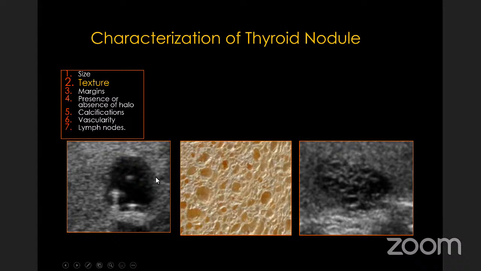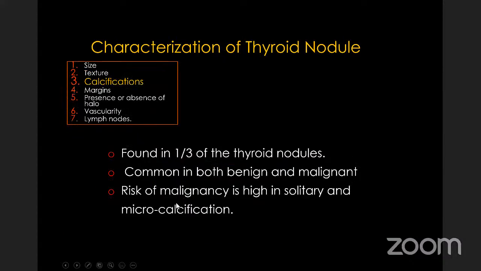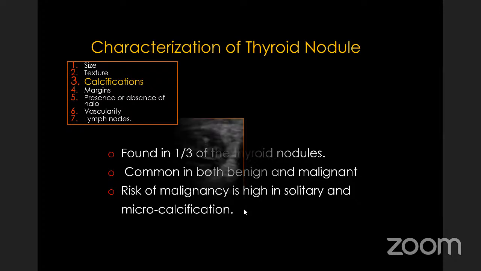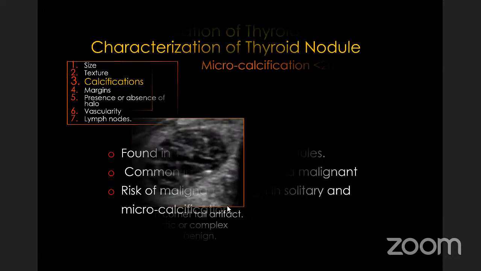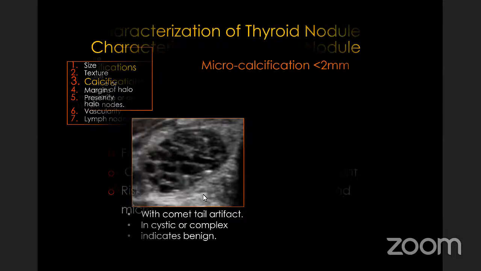The other sign that should be observed is the calcifications. Calcifications are found in around a third of thyroid nodules. They are common in both benign and malignant disease, but the risk of malignancy is high if the calcification is in a solitary nodule, and if it is punctate or small microcalcifications. Microcalcifications are less than 2 millimeters.